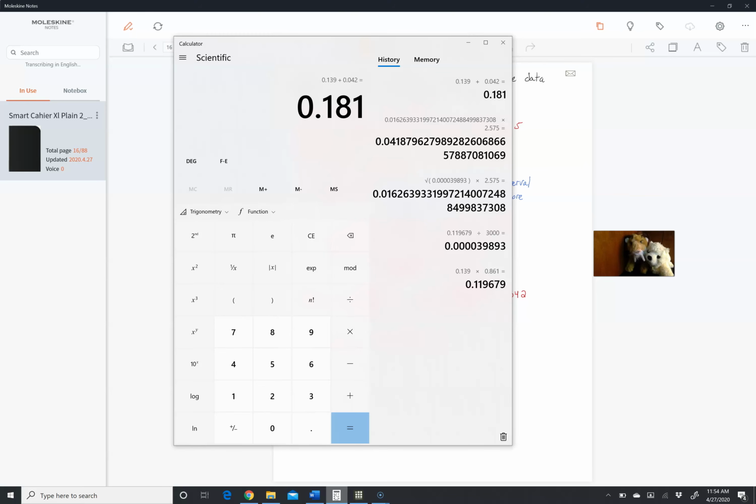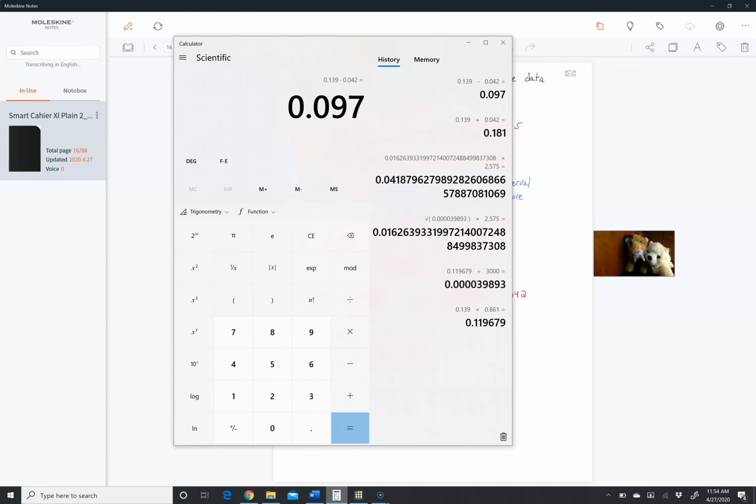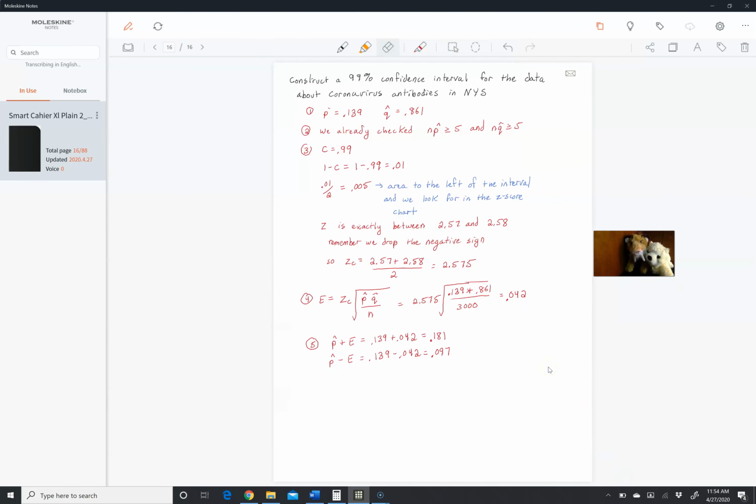And then we do 0.139 minus 0.042. That's the lower end of our interval. And we get 0.097. Okay, and look at the huge difference in interval here. This is saying 0.097 is less than p, which is less than 0.181.